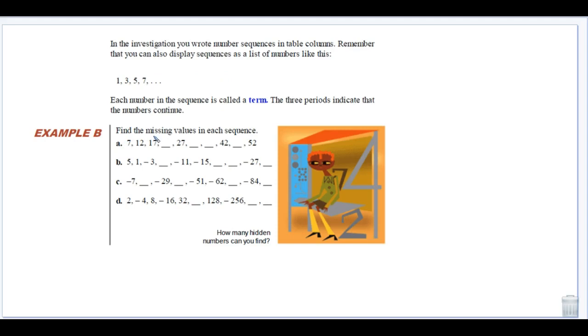Okay, so this says find the missing values in each sequence. We really want to find this term, and this term, and this term. So I look at this, say 7, 12, 17. I know that this is going up, so I either need to say it's adding or multiplying by a number bigger than 1. First I'm going to try adding. 7 plus 5 is 12. 12 plus 5 is 17. Well, that seems like a pretty good answer, so that means I should be able to add 5 every single time.